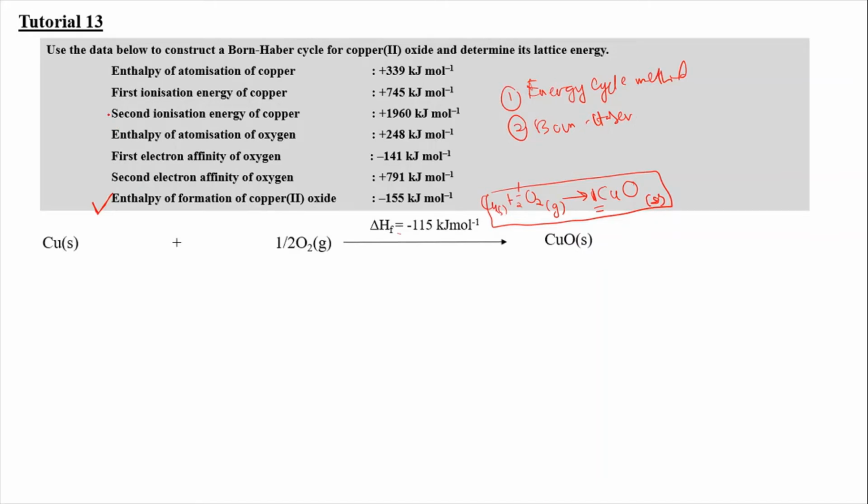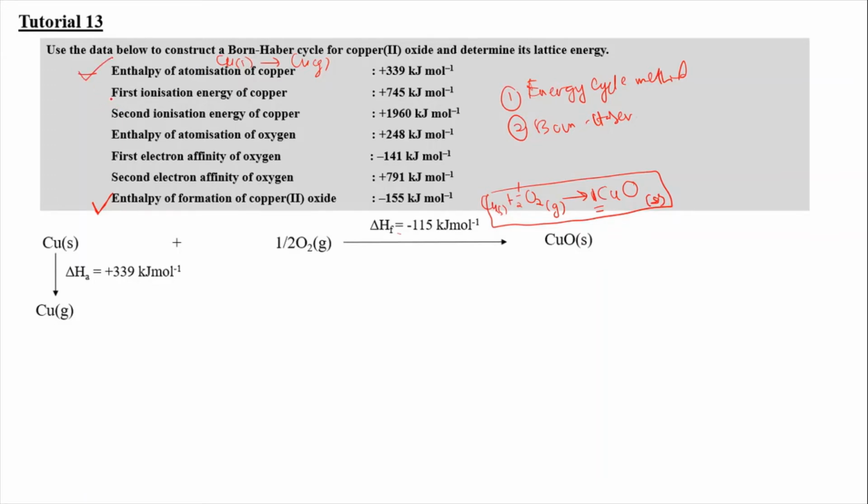Okay, now we proceed with the enthalpy of atomization of copper. Enthalpy of atomization of copper means that from a solid substance, it will become a gaseous substance. All right, and this requires energy, which is plus 339 kilojoule per mole. So let's do this one. From copper solid become copper gas, and this requires an enthalpy of positive 339 kilojoule per mole, where A refers to the enthalpy of atomization. All right, and we have done with this step.